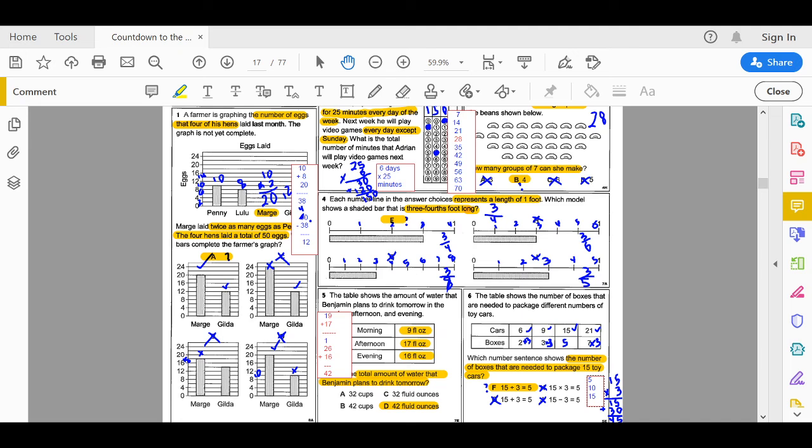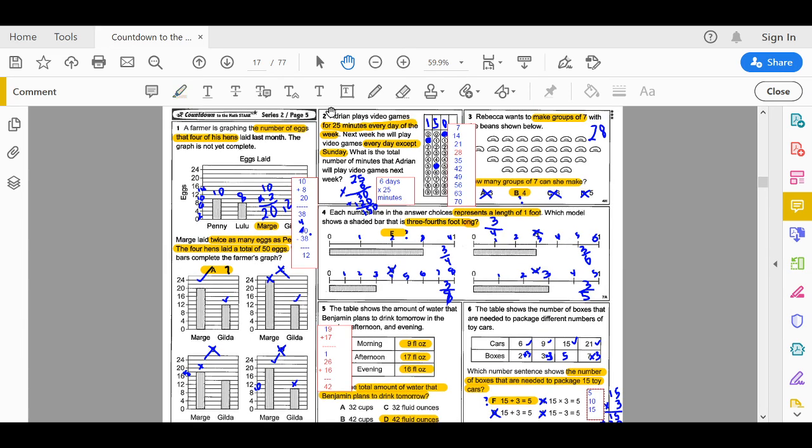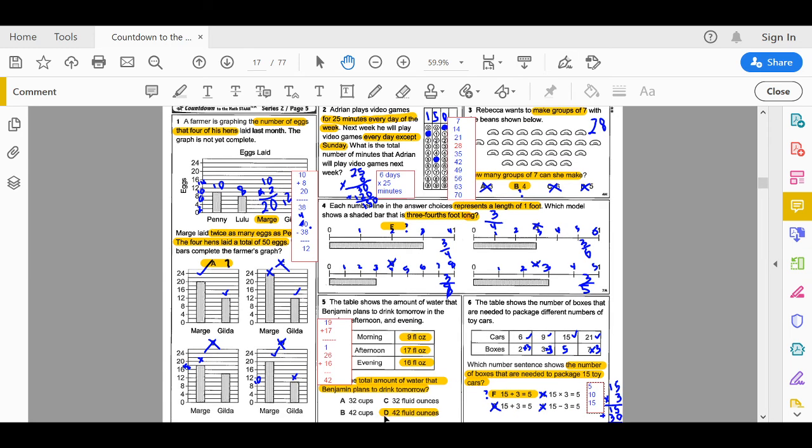Number 1 is letter A. Number 2, the answer should be 150 on your grid right here. Number 3, the answer is B, which is 4. Question 4, the answer is F, the first option right there. Question 5, your answer should be D, 42 fluid ounces. And question number 6, your answer should be letter F, which is 15 divided by 3 equals 5.